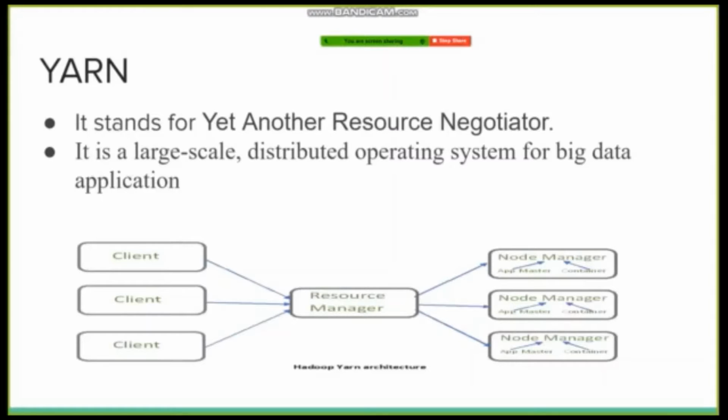Now I am going to discuss Hadoop YARN. It stands for Yet Another Resource Negotiator, and it was introduced in Hadoop 2.0 to remove the bottleneck on the job tracker. It is a large-scale distributed operating system. This is the YARN architecture. Next slide.